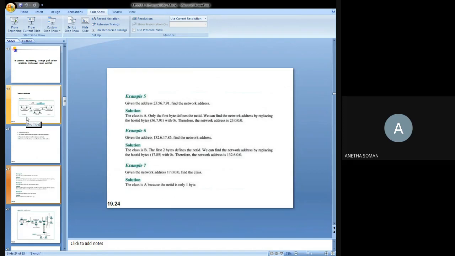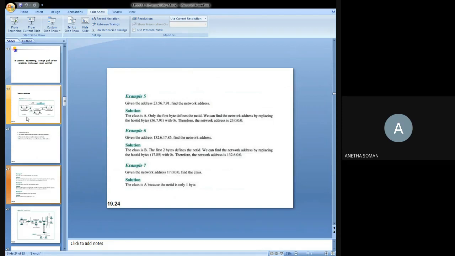So what you have to think is, the 1 byte you have to exclude, so 23 you have kept it. Now the remaining 3 bytes are the host ID. So if I want to identify the network address, I have to make all the host IDs zeros. So the network address will be 23.0.0.0.